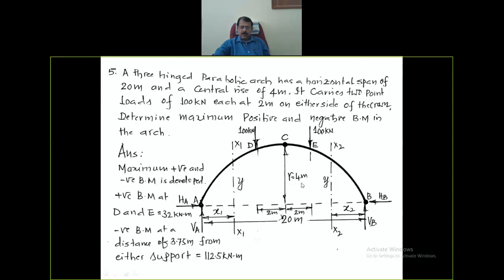Rise of the arch is given as 4 meter. So let us assume the section x1 at a distance x1 from the point A. Similarly, assume the section x2 at a distance x2 from the point B. Here this arch is subjected to symmetrical loading. Those two loads are placed at equal distances from the crown, and the nature of the loading is vertical. Solve this problem by using laws of statics or equations of equilibrium.